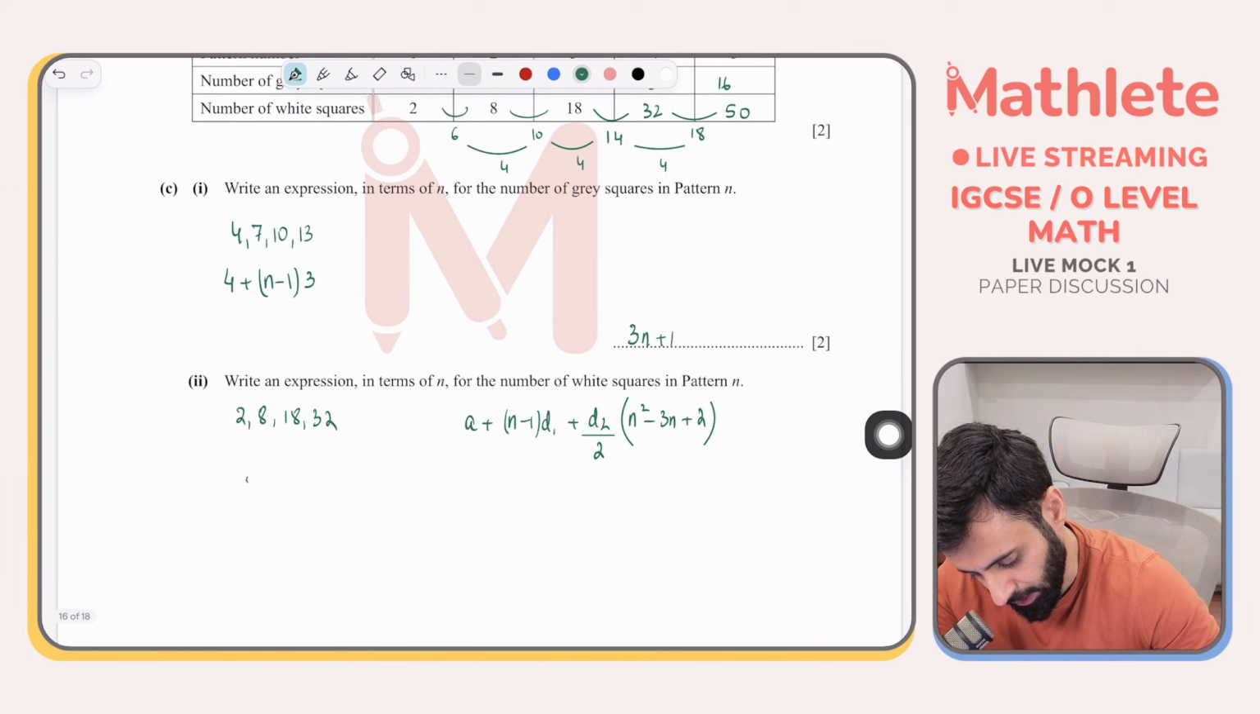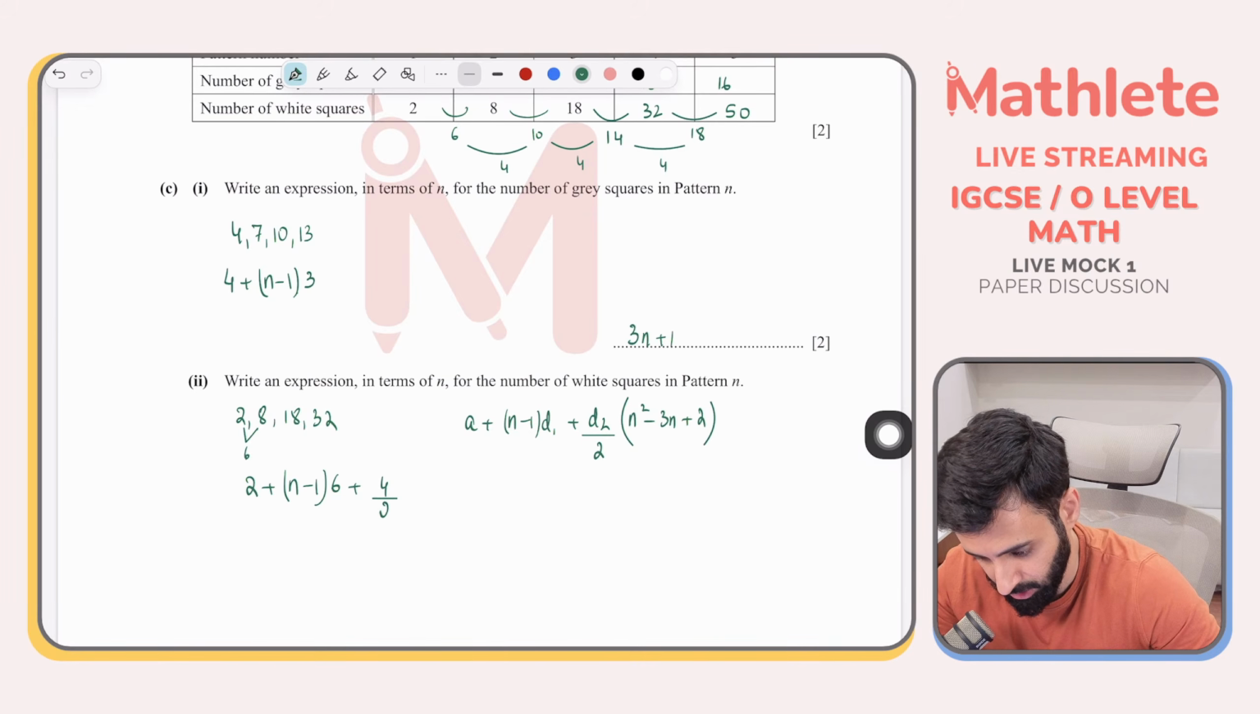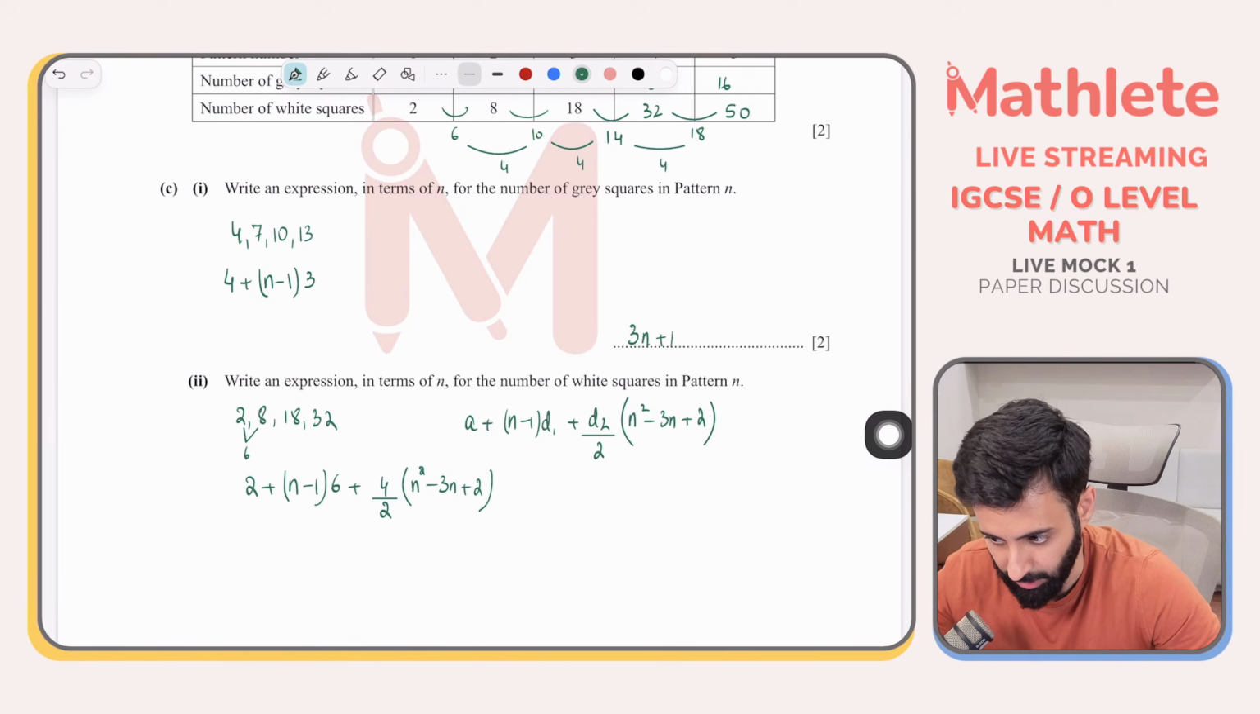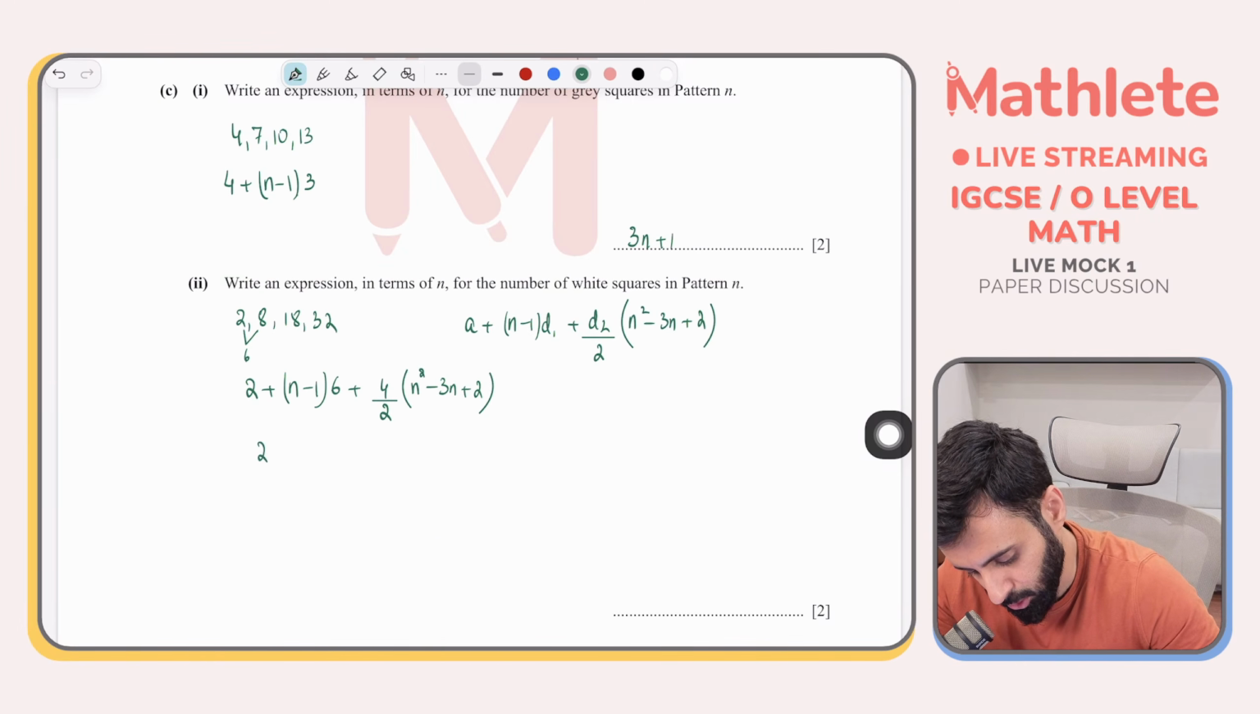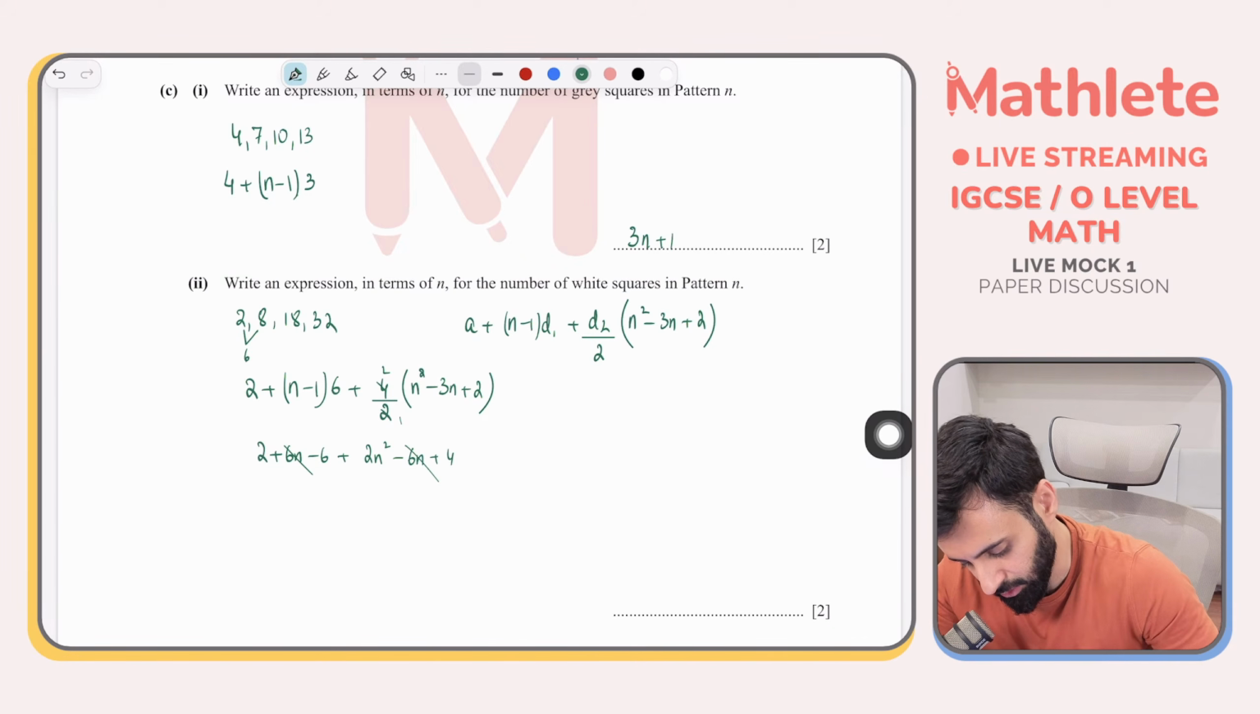Okay. So that's 2 plus n minus 1. And the first difference is 6. So that's 6. The difference of the difference is 4. So 4 upon 2 into n square minus 3n plus 2. Okay. Now, so 2 plus 6n minus 6 plus this becomes 2. So this becomes 2n square minus 6n plus 4. So 6n cancel. 2 minus 6 is minus 4. Minus 4 plus 4 cancel. And the answer is 2n square.